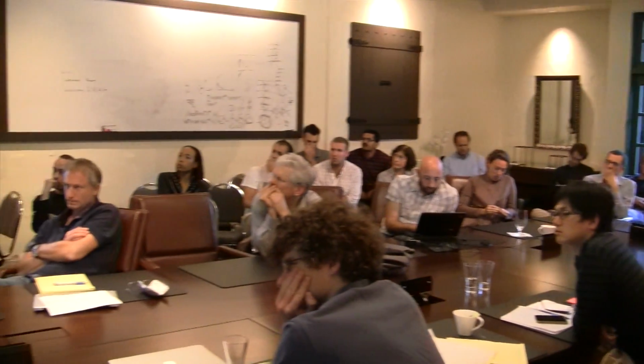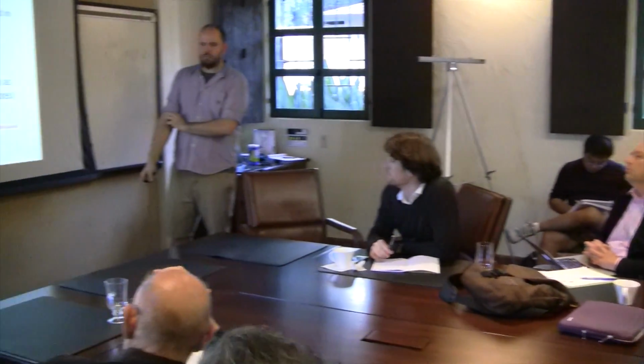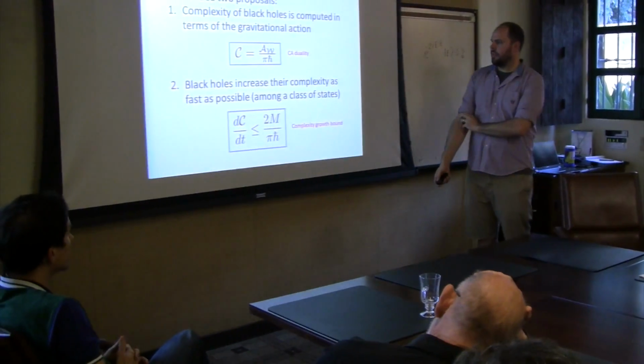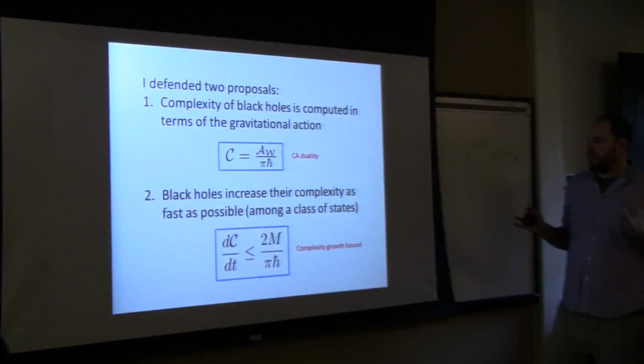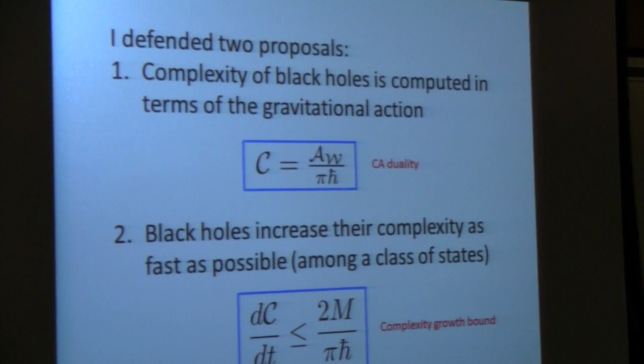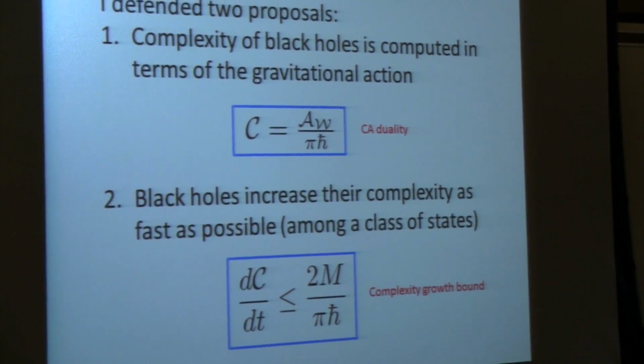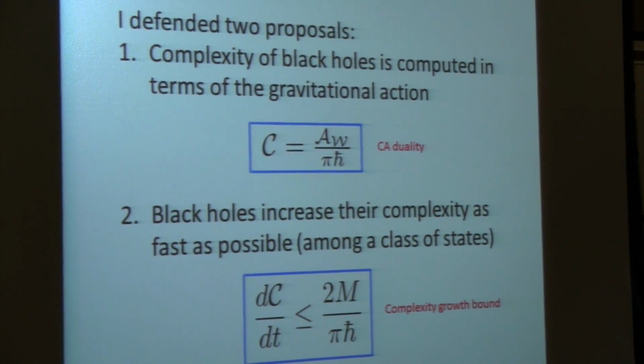Okay, so I'll wrap up. So I told you about complexity equals action and about action growth, and I tried to convince you that both of them were reasonable conjectures to make. And taken together, they imply that black holes are the fastest complexifiers in nature amongst some reasonable class of states.